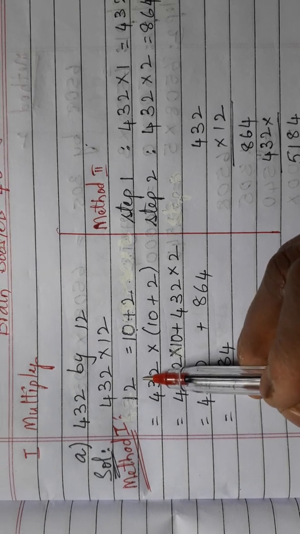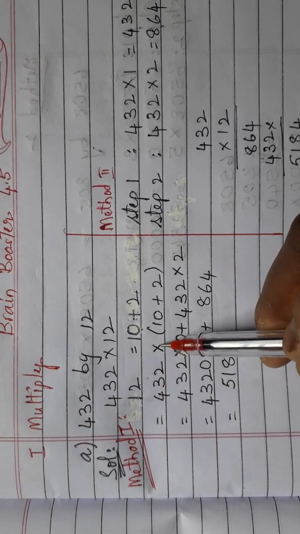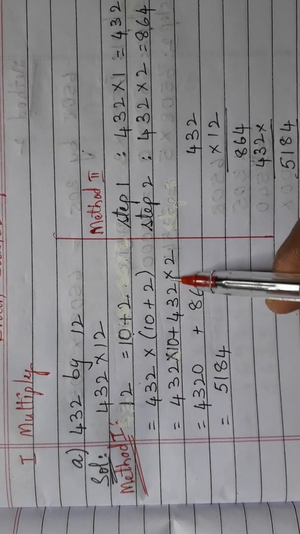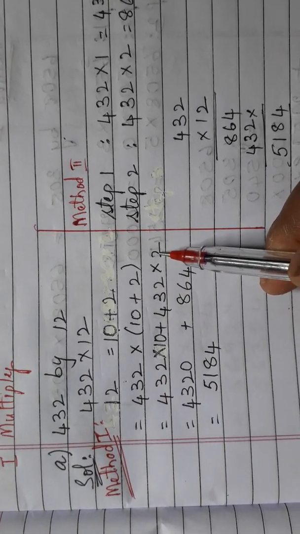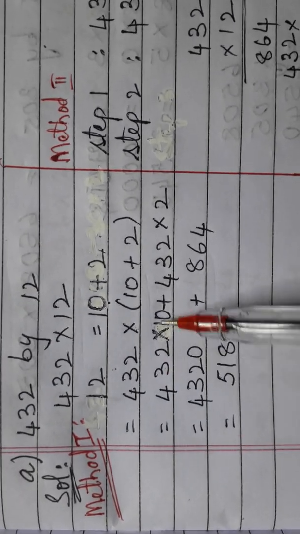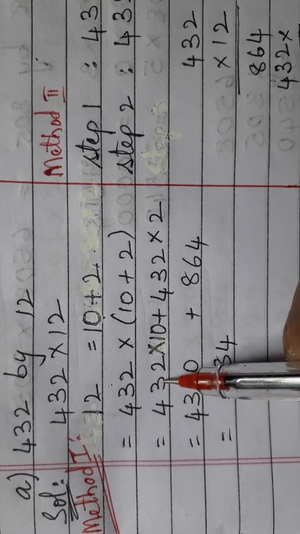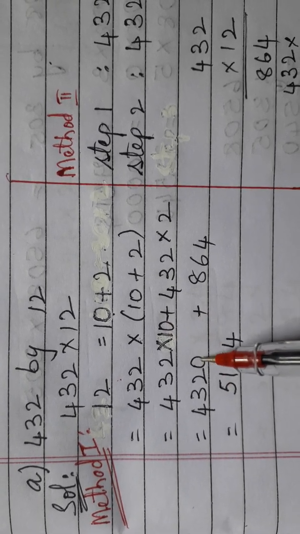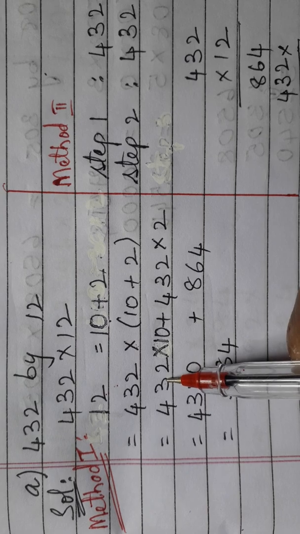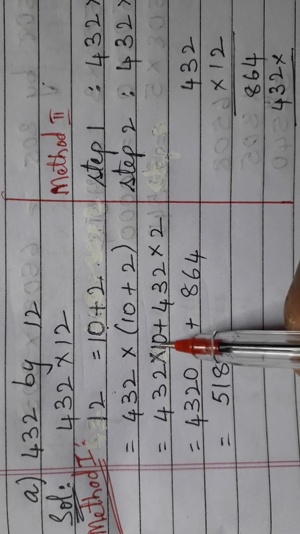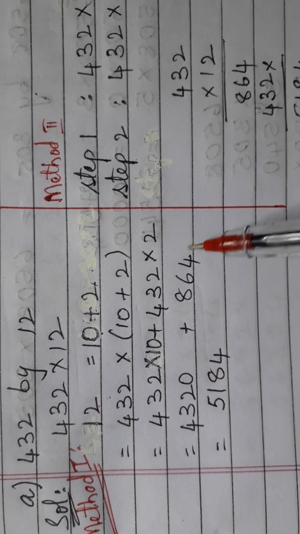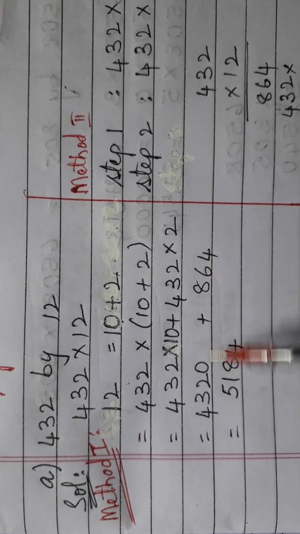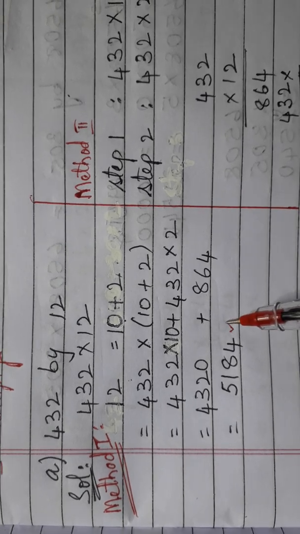So first number 432 into 10 plus 432 into 2. Now what happens? We will multiply. So 432 into 10 is adding 1 zero. 1 2s are 2, 1 3s are 3, 1 4s are 4. Put this 0 down in the answer. Now again here also multiply and write the answer. Finally we will add both the numbers and we will get the answer.